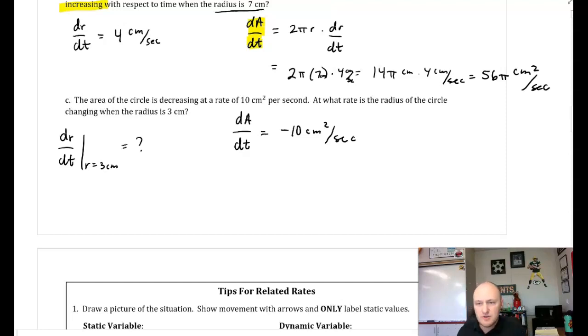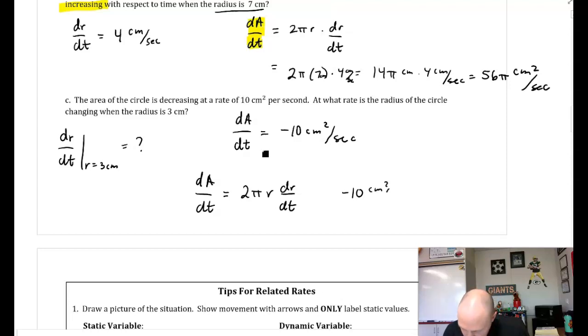Okay, so again, I'm going to use the equation that they gave us. So dA/dt is equal to 2 pi r dr/dt, right? So I'm using that formula of area and radius, how they are related. Okay, and I'm just going to plug this information in now. So we had negative 10 centimeters squared per second is equal to 2 pi times the radius. They want to know how is the radius changing when radius is 3 centimeters. So 3 centimeters times dr/dt.